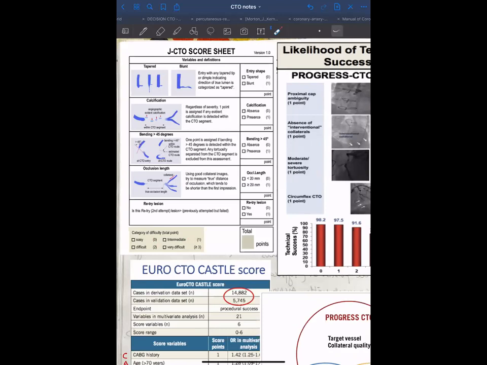It is based on how bending this is. I didn't get it. How is the angle? Bending. See, if this is the vessel and this is the CTO segment.